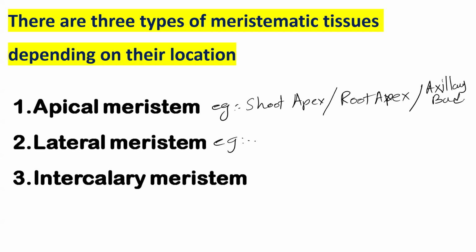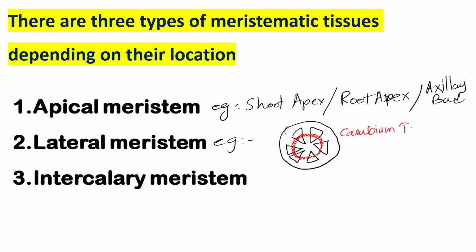Lateral meristem, it's only present in one place. Can you all remember in the dicot stem? One special place. I used to give a short form. It's like the pizza shape, no? If you cut a dicot plant stem, the vascular bundles are arranged like a pizza. So in that pizza, in the middle, there is a ring. That is the cambium tissue or cambium ring. That is the location or the example of lateral meristem.